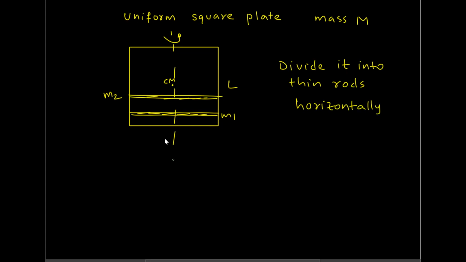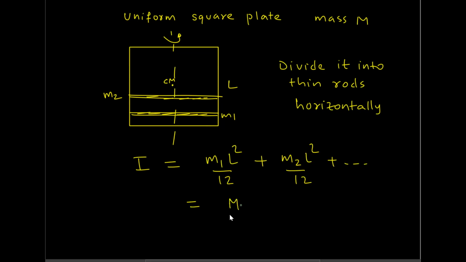Now, each of these rods is like a thin rod rotated about an axis passing through the center of mass. So the moment of inertia of the first rod will be m1 L square by 12, and the second rod would be m2 L square by 12, and so on. What is common here? L square by 12 is common. I'm just adding m1, m2 and so on. So I simply get M L square by 12.